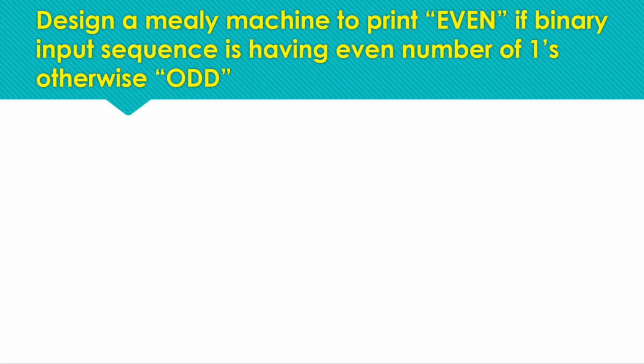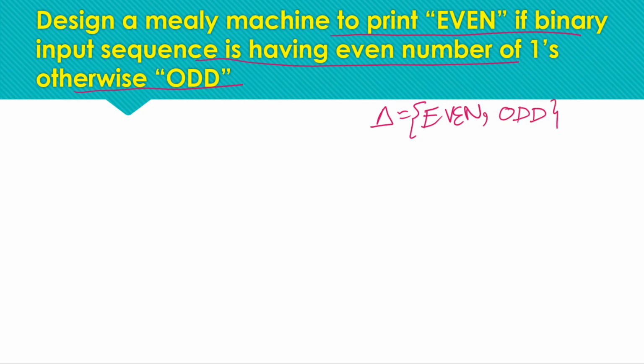So first we have to design a Mealy machine, and we will also be drawing the Moore machine, to print even if the binary input sequence has an even number of ones, otherwise odd. So we have to print two symbols as output. The input symbols are 0 and 1, and the output symbols are even and odd.